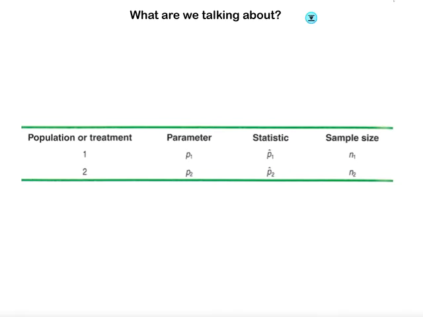What if we want to compare the effectiveness of treatment 1 and treatment 2 in a completely randomized experiment? This time the parameters P1 and P2 that we want to compare are the true proportions of successful outcomes for each treatment. We use the proportions of successes in the two treatment groups, P hat 1 and P hat 2, to make the comparison. Here's the table that summarizes these two situations.